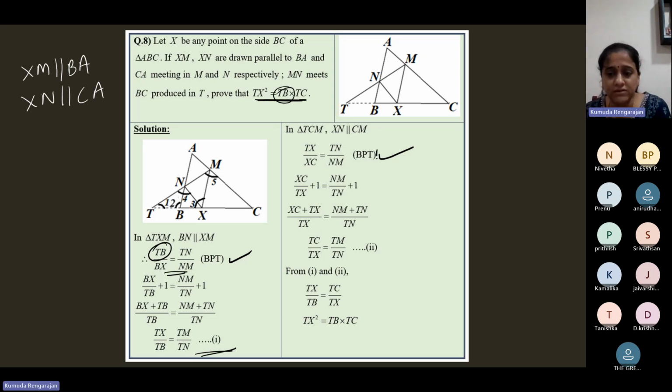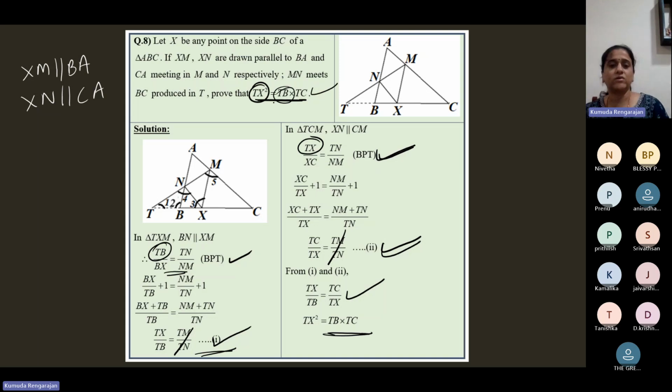Here also when I compare this one with this result, TX is the only line segment common. So again, take reciprocals on both the sides, add 1 and you get this new result. We've called this 1, we've called this 2. When you compare 1 and 2, TM by TN, TM by TN. So we have this new result and on cross multiplying, we get what we have to prove.